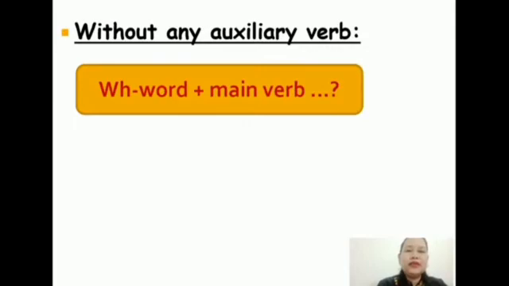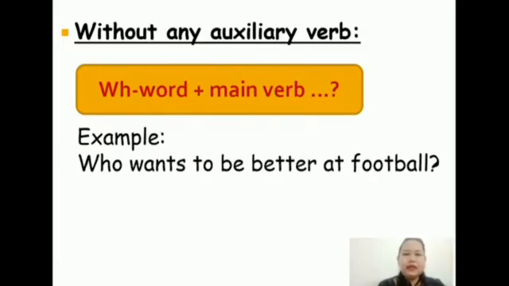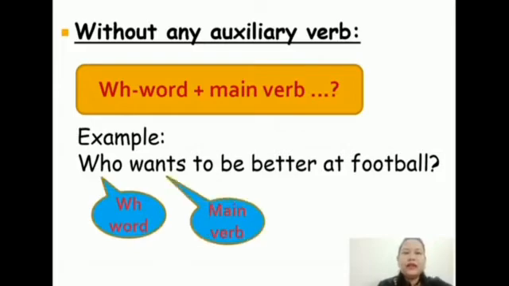Now let's see how do we form question sentence without an auxiliary verb. Always remember that in this case, WH words replace subjects. Okay, so the simple structure is WH word plus main verb followed by rest of the sentence and question mark. Example, who wants to be better at football? Okay, here we can see that structure of question sentence is WH word who plus main verb wants and followed by the rest of the sentence and question mark. So children, now we know how to form WH questions, right?